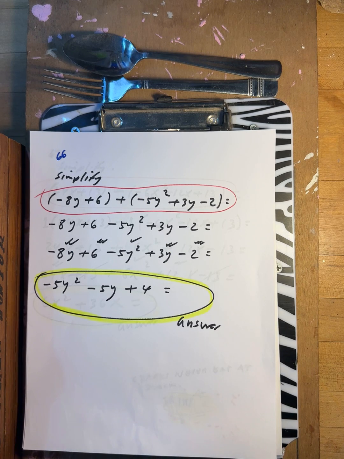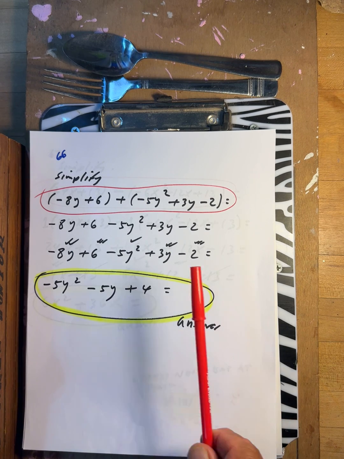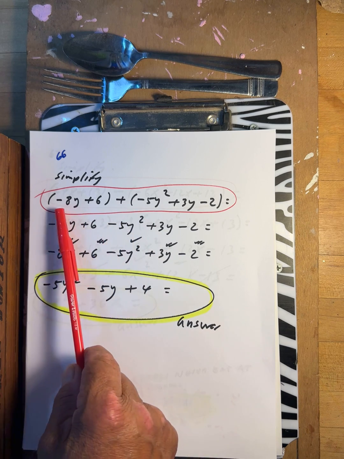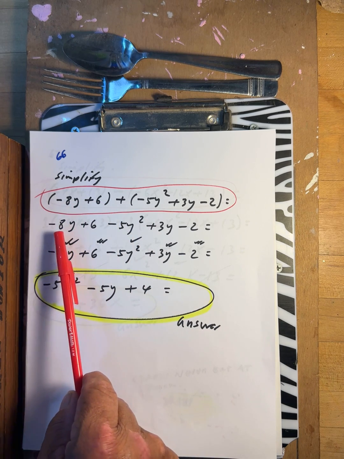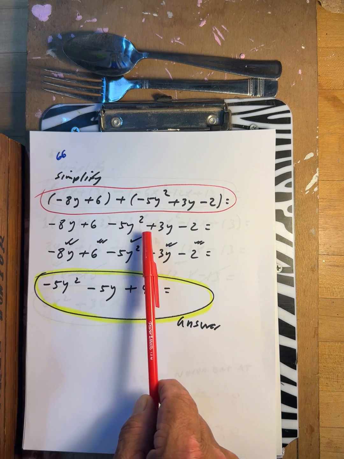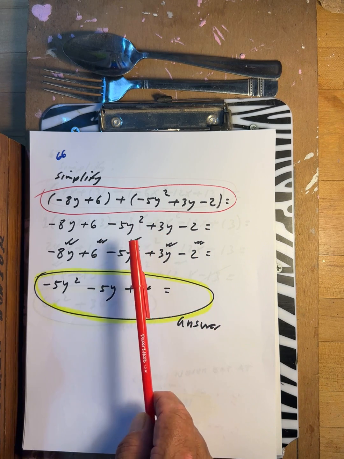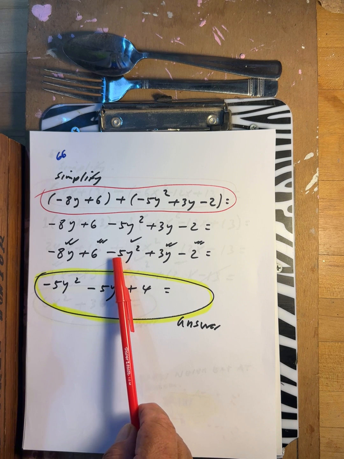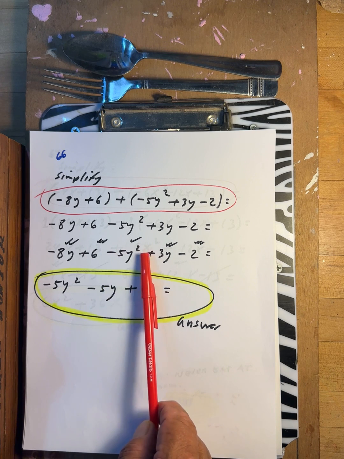All right, simplify this. We have a plus between them. See the plus right there? Not going to change anything. Just copy this right here. -8y plus 6. And this one, copy this just like it is. -5y squared plus 3y minus 2. Now, we have -5y squared by itself. That's it. Leave it alone.